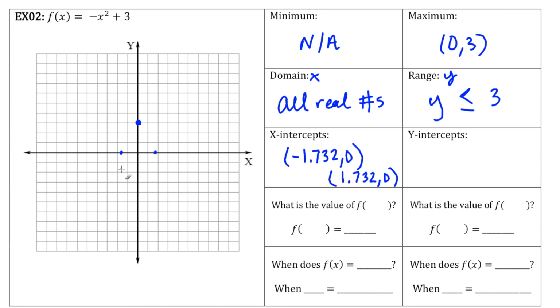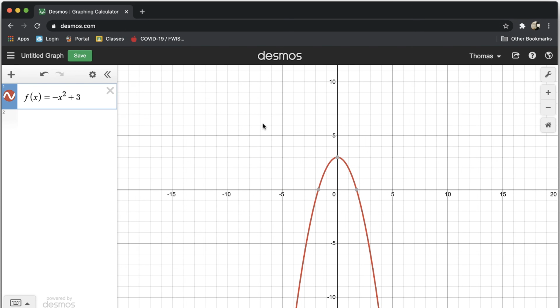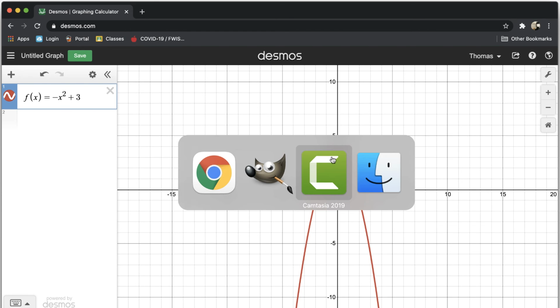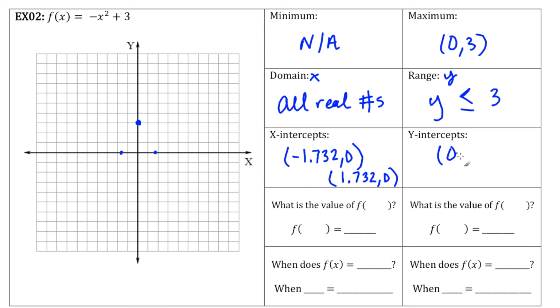Okay, I'm going to hold off on graphing. I'm going to find some more points first. Y-intercept. I'm going to hold off on finishing my sketch until I get the y-intercept and maybe a few points. So, it's right here. It should be right here where it crosses the y-axis. Crosses the y-axis, yeah, 0, 3.